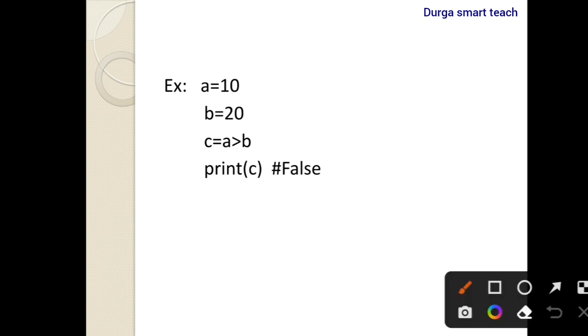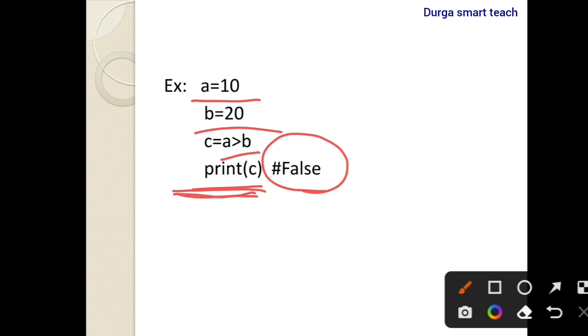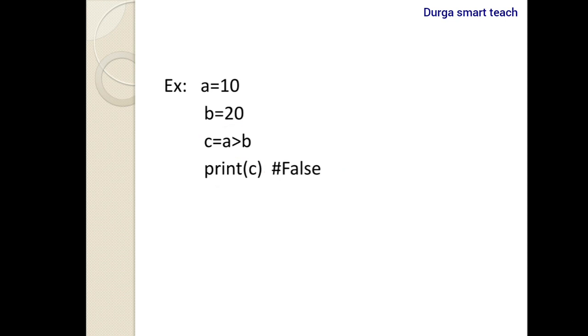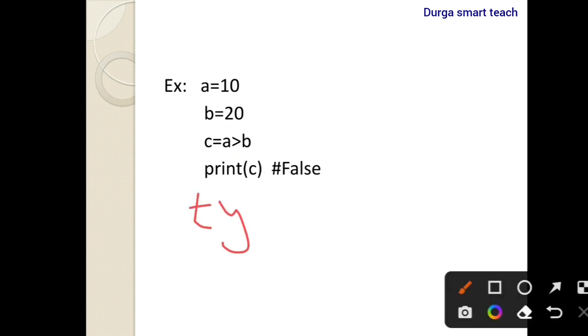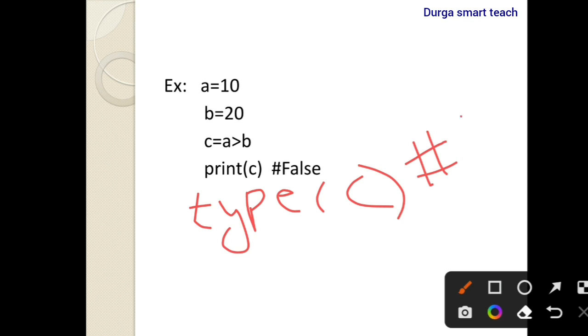So see this example. A value is 10, B value is 20, C is equals to A greater than B. So what is the value of C? We are printing the value of C. Here the value of C is either true or false. Here A value 10 is greater than 20? It is false, so that's why it prints False. Type of C returns the data type, that is bool.